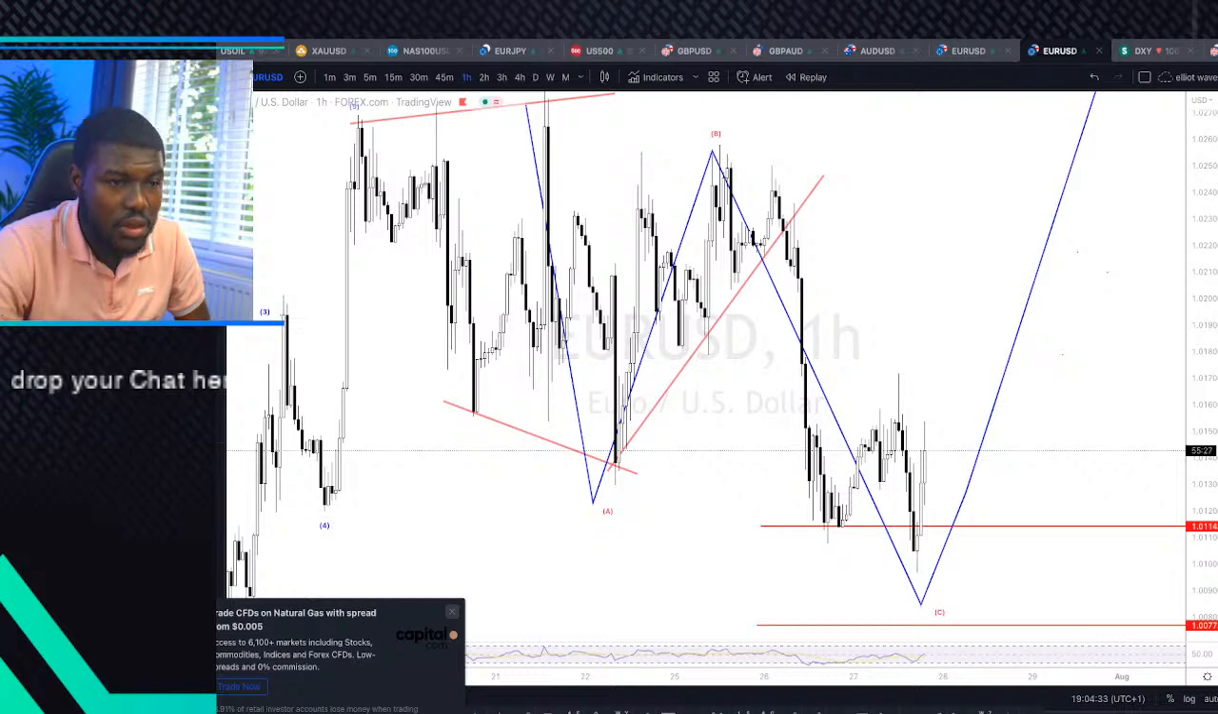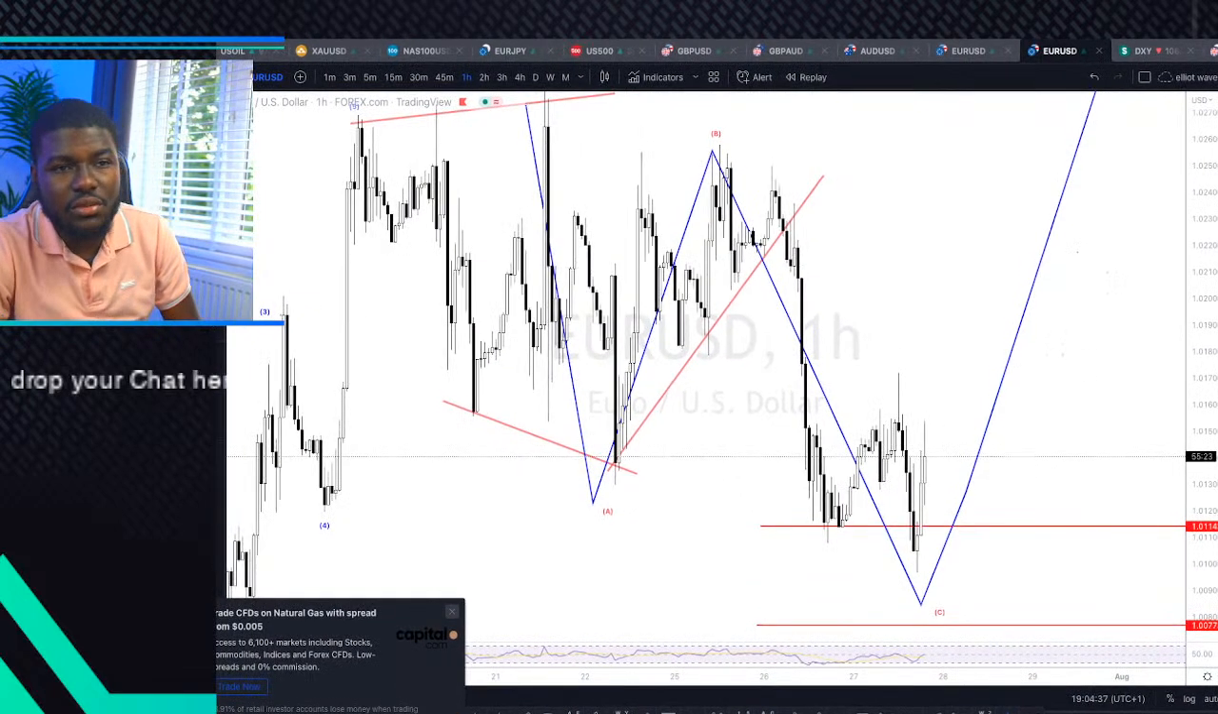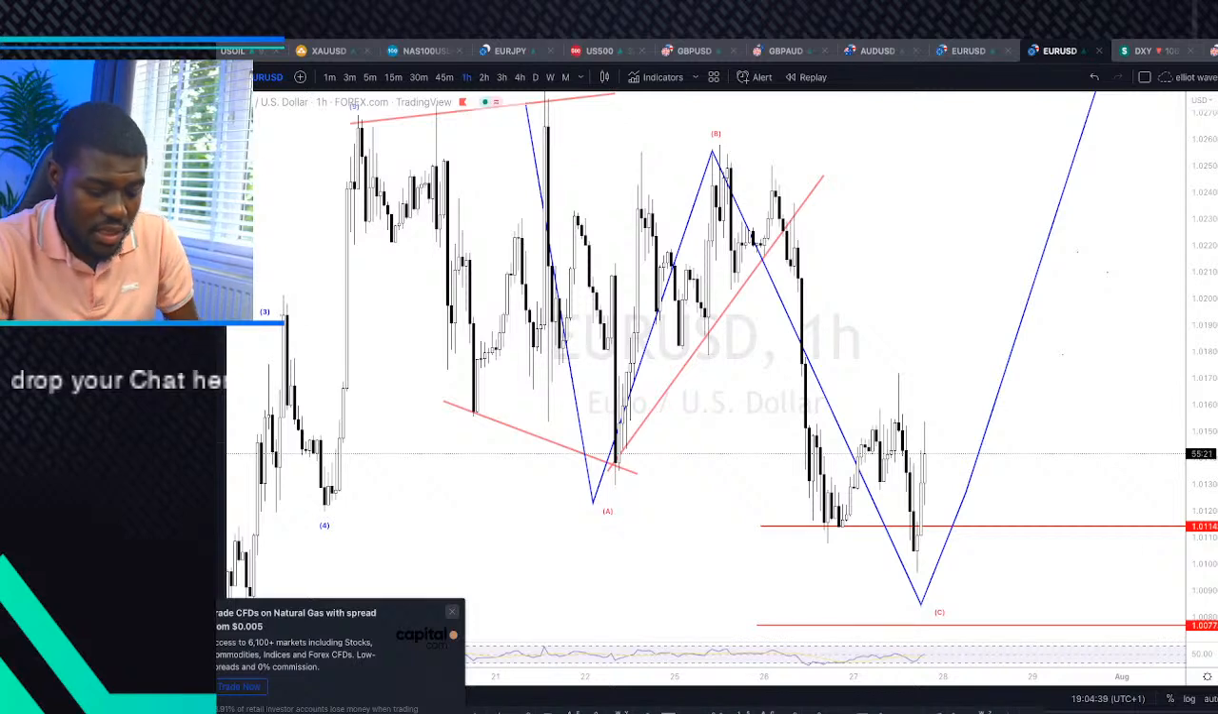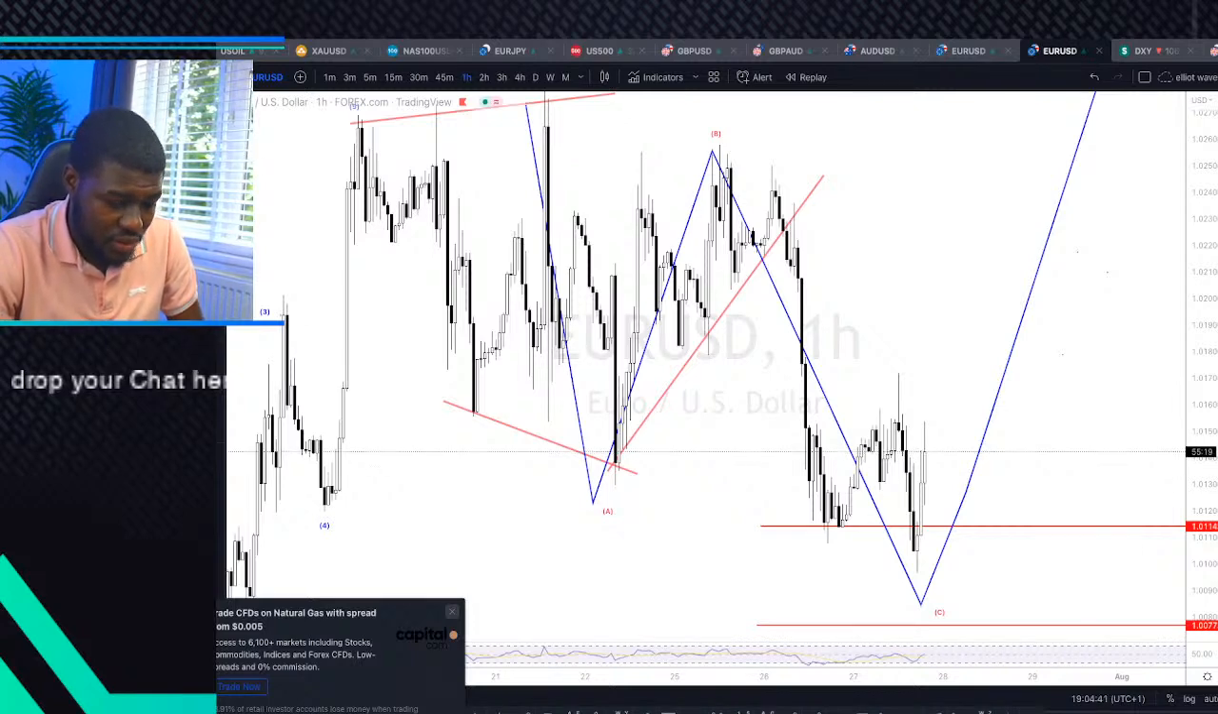So that's why you could see that there's no big movements as it used to be normally after the Fed interest rate decision release. So that's why we have what we have currently.